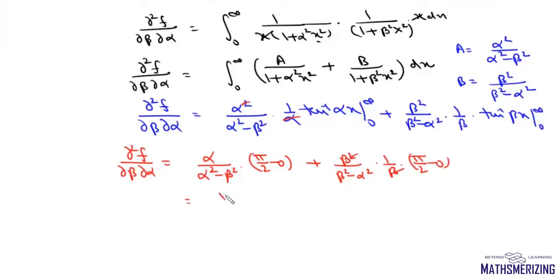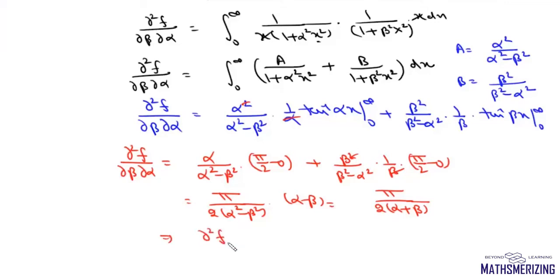So we'll take pi upon 2 into alpha square minus beta square common, and here we'll get alpha minus beta. So we'll cancel this alpha minus beta. We'll get this as pi upon 2 into alpha plus beta. So the differential equation that we have here is del square f upon del beta del alpha, and it'll be pi upon 2 into alpha plus beta. Now we'll integrate this function with respect to beta.